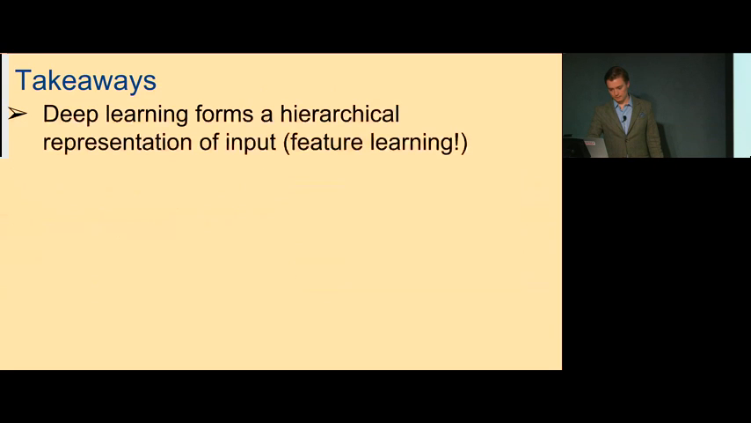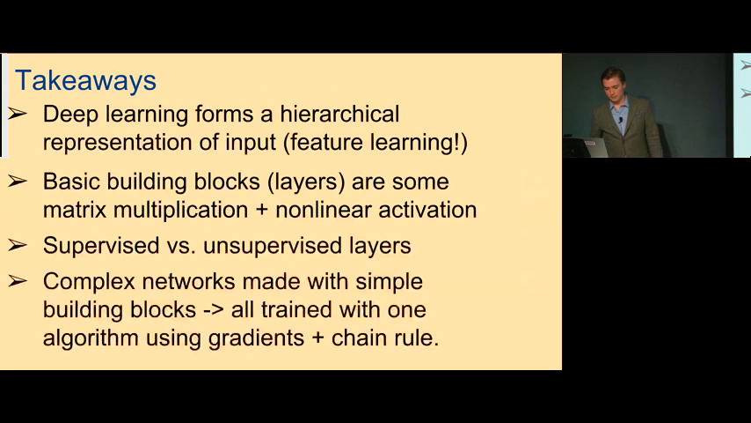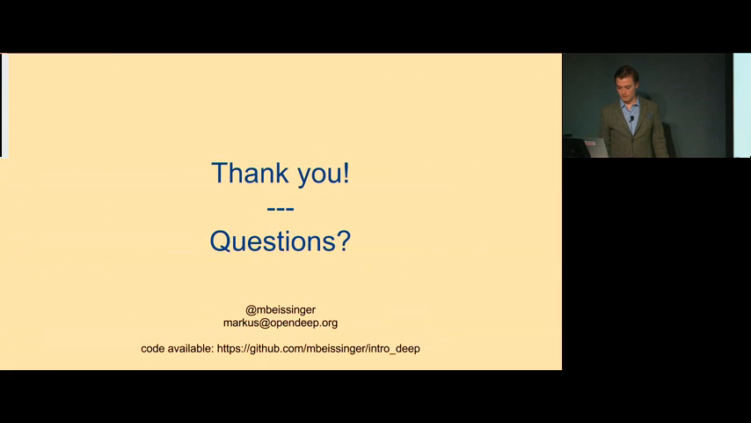So the takeaways is that deep learning is the hierarchical representation. It has just basic building blocks. These basic building blocks are all composable. There's supervised and unsupervised learning, one where you have labels and one where you only have your input data. And complex networks are all just simply made by building up all of these basic units together. And that's it. If you have any questions, yeah?